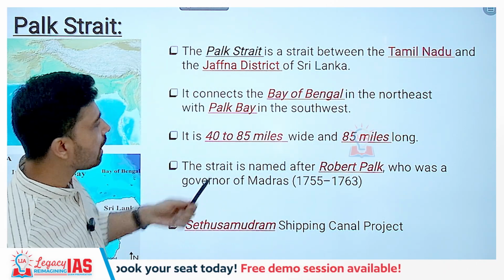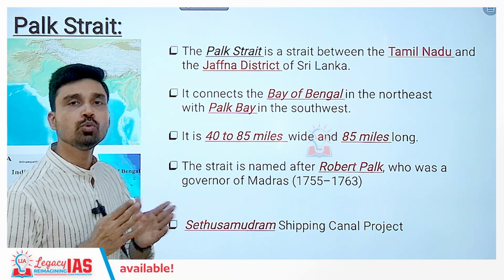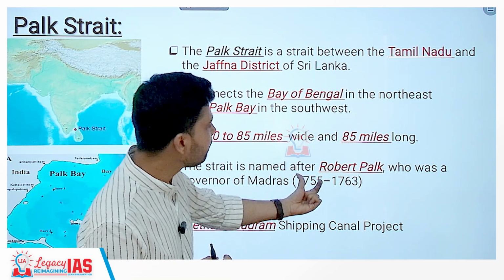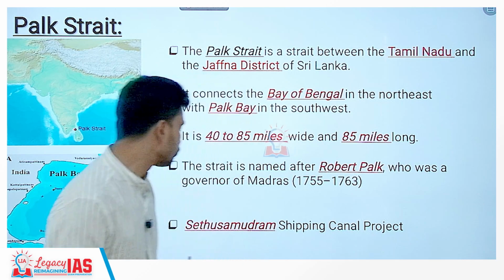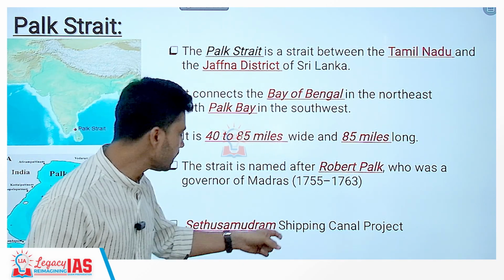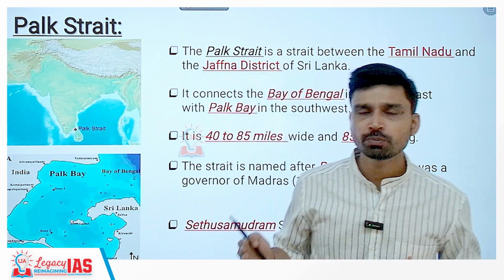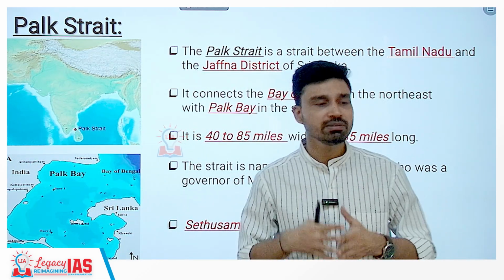The strait is named after Robert Palk, who was a governor of Madras during the British rule in India between 1755 and 1763. Most recently the strait was in the news because a project called the Sethusamudram Shipping Canal project was something that was announced by the government, or something on which a discussion was going on.